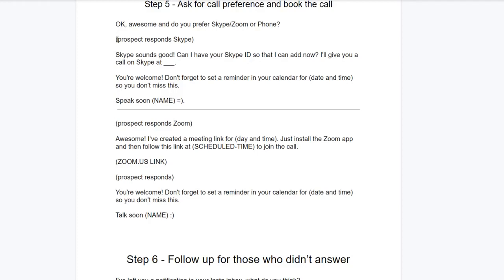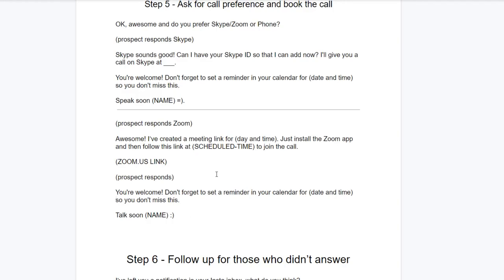This is when the prospect responds Skype. This is when the prospect responds Zoom. But it doesn't matter. You can say, awesome, I've created a meeting link for day and time. Just install the Zoom app and then follow this link at the scheduled time to join the call. This is where you insert the Zoom link, and the prospect responds, and you say, you're welcome, don't forget to set a reminder in your calendar for date and time so you don't miss this.